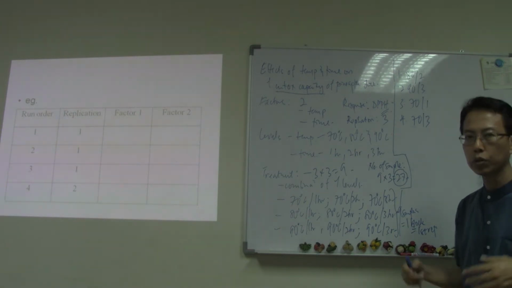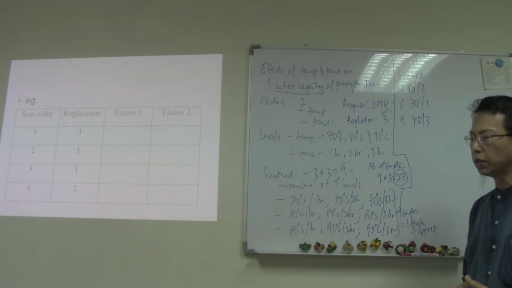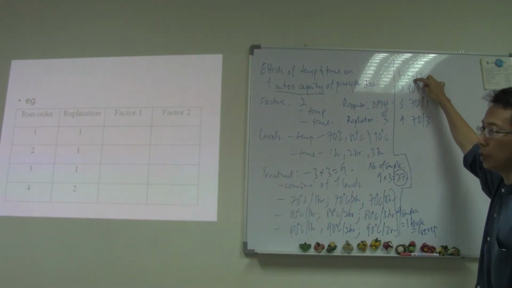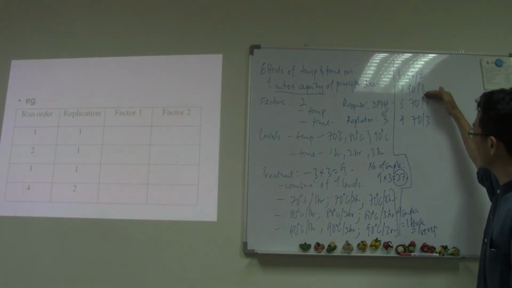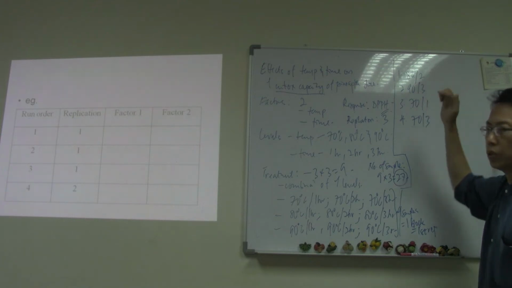So when we go into the lab, we need to prepare 9 samples, and for the first sample we will subject it to 80 degrees C of heating for 2 hours. And then for the second sample we will subject it to 90 degrees C for 3 hours.